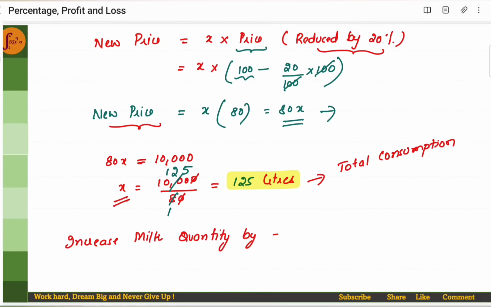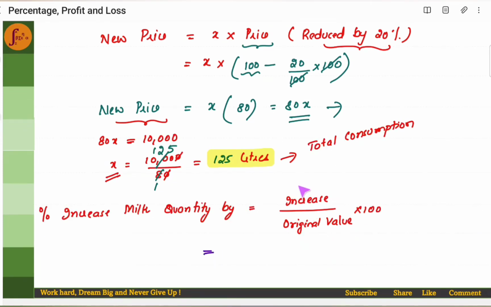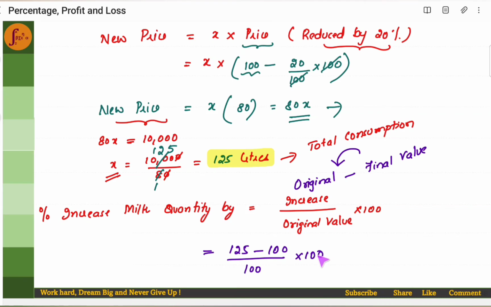So we need to find the percentage increase in the milk quantity, for which we'll use the increase formula, which is increase by original value into 100. Increase is nothing but the difference between the final value and the original value. We should always take the bigger number. Final value is 125 liters minus original value 100, by original value 100, into 100. This will get cancelled. So I'll get 25%, because you need to find the percent increase. So the increase percent is 25%.